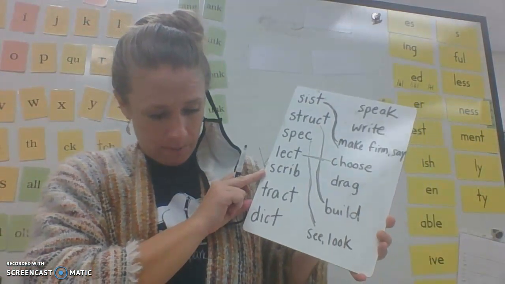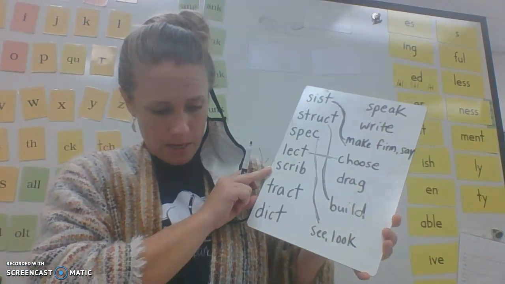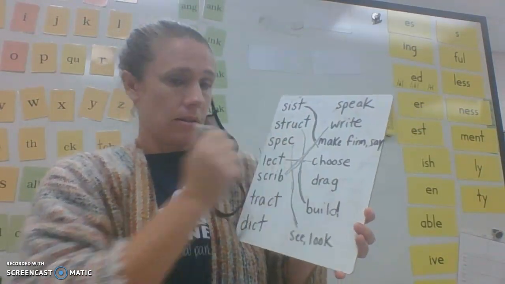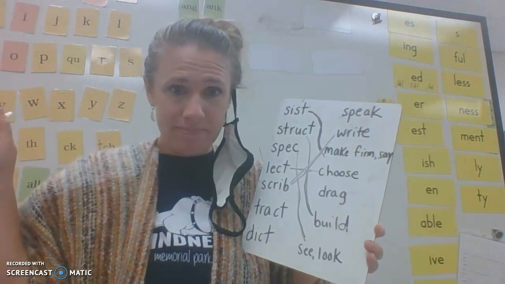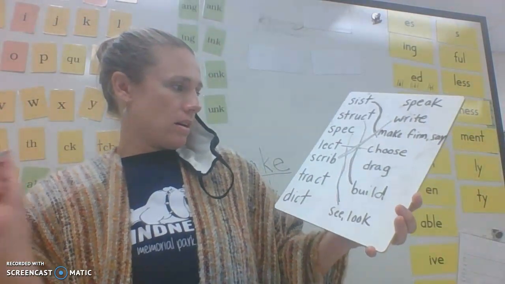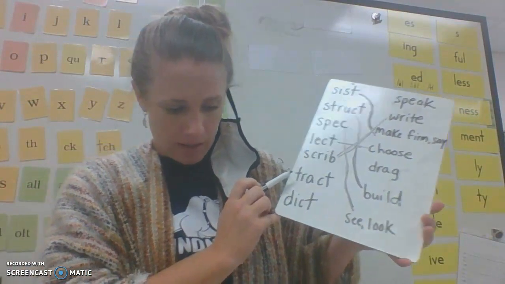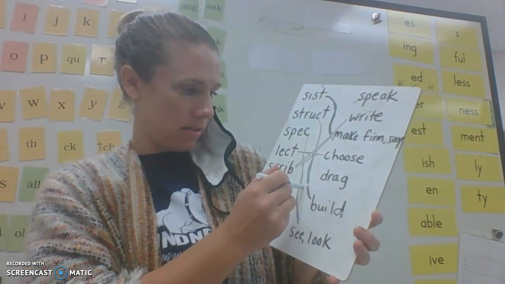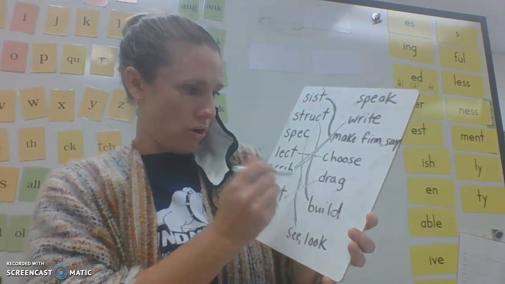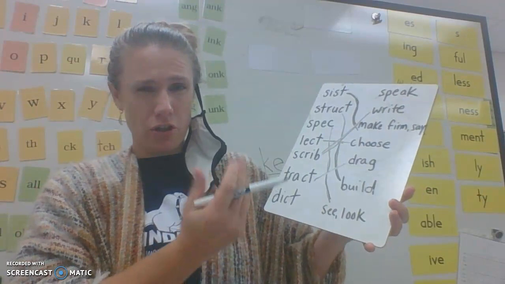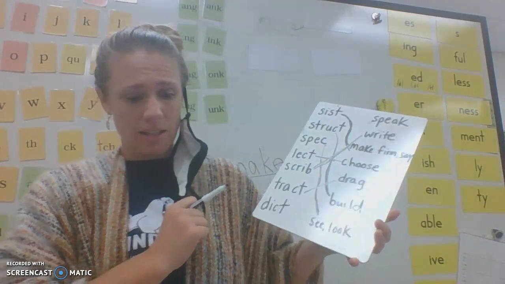Okay, here's our next one. Scrib. And that means to write. Like in the word scribble. Okay, next root, tract. And tract means drag. I guess like a contract. You're dragging someone into doing something that they say they'll do.